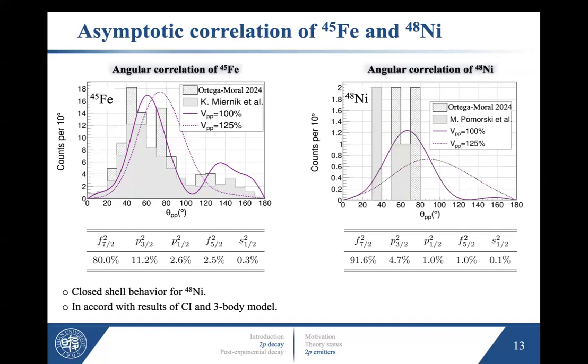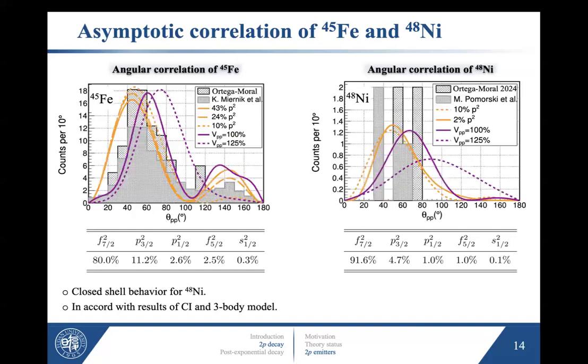But for nickel-48, the angular correlation looks different. The large-angle peak in nickel-48 is strongly suppressed. In our calculation, this is probably because iron-45 has some mixing between F wave and P wave. P wave usually has two peaks, but nickel-48 is more like a pure f7/2 configuration, which represents the shell closures in these systems. And this is in accord with the three-body results done by Grigorenko.